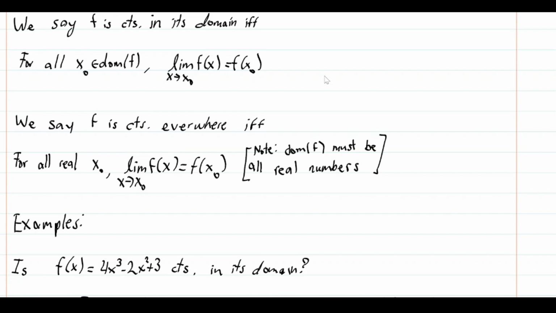And note, in order for it to be continuous everywhere, going back to our definition of continuity at a point, the domain of f actually has to be all real numbers. So if we can prove that the domain is not all real numbers, we know it's not continuous everywhere.